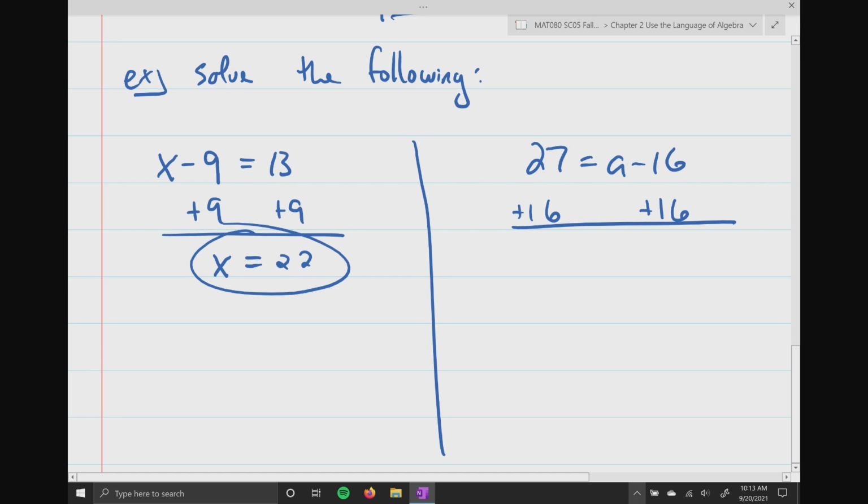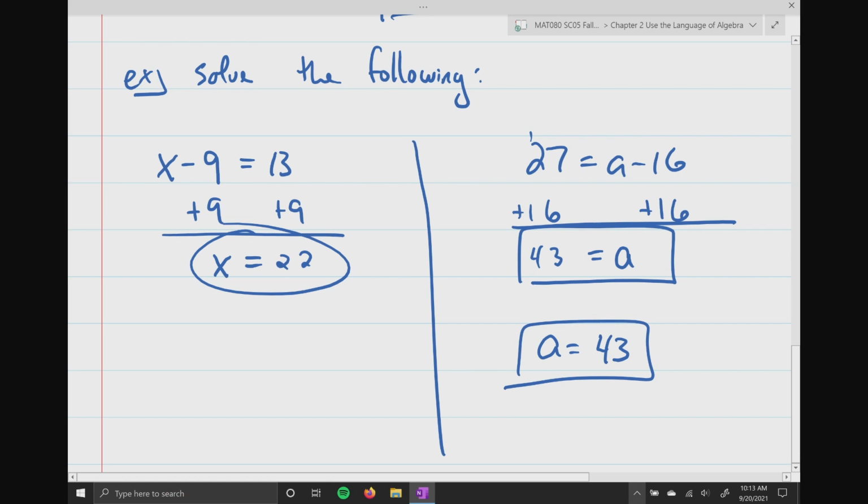So on the left-hand side, 7 plus 6, well, that's going to be 13. Carry the 1. 2 plus 1 is 3, plus 1 more is 4. And on the right-hand side, we just have the letter a. So 43 equals a, or if you want to, you can say a equals 43. You could do that as well. Okay, are there any questions with this?